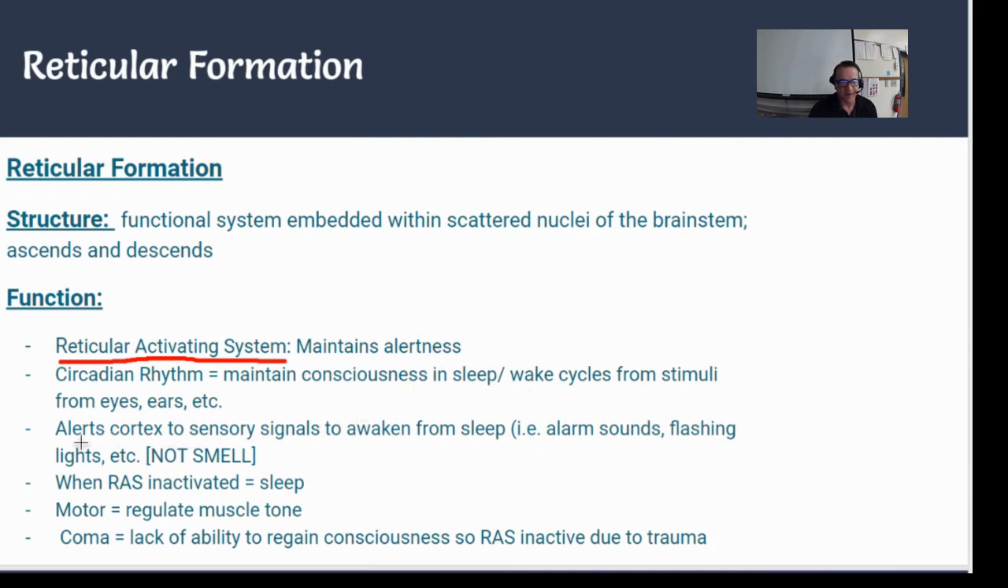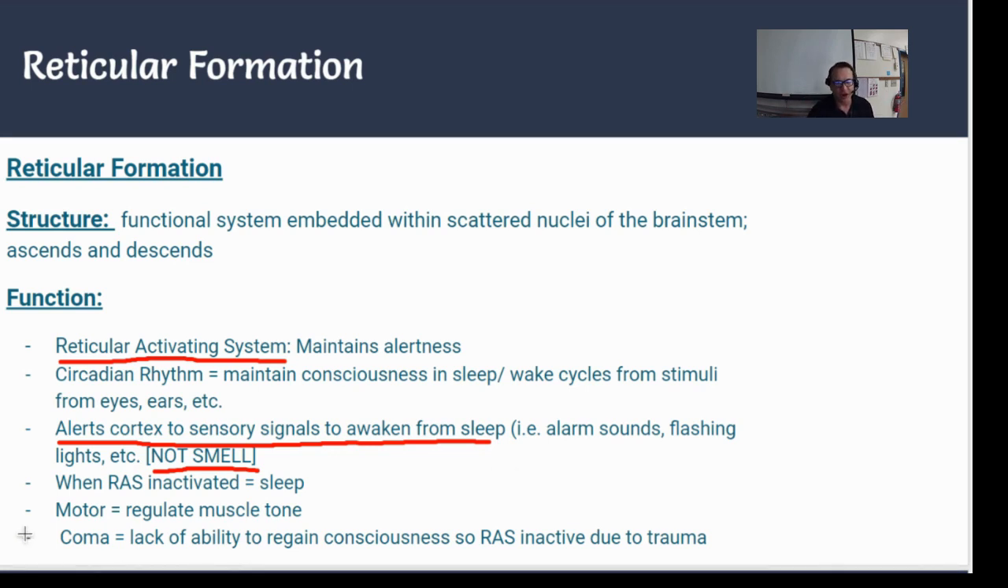Right here, this is mainly what it is. It alerts the cortex to sensory signals to awaken from sleep. I didn't know this, but it's not stimulated by the sense of smell. Things like an alarm clock or flashing lights are all going to cause your reticular formations to cause you to wake up.